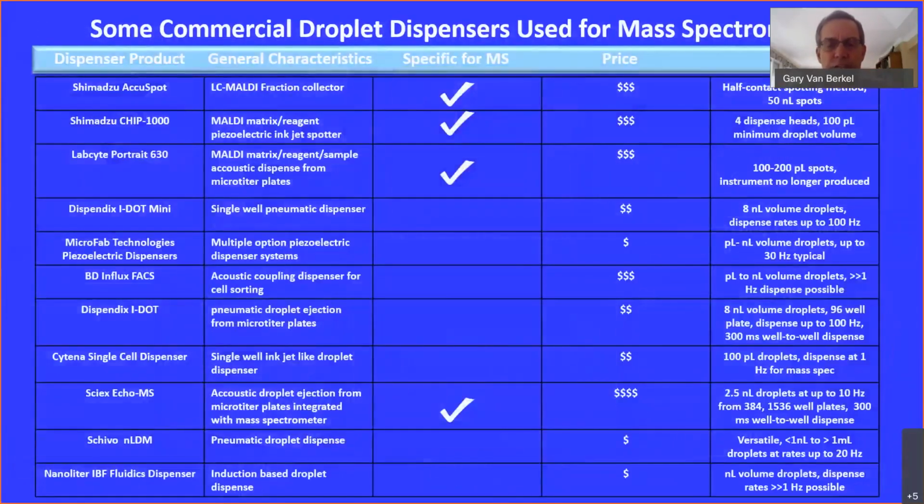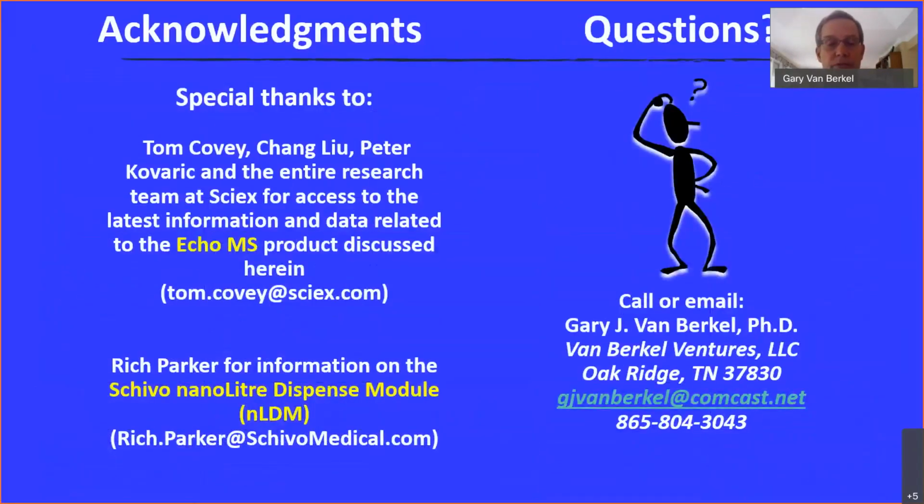I put together here a table to kind of show the merits and costs of these particular systems for those of you that are interested and might have use of these in other experiments, and then of course the details for that commercial SciEx Echo MS system. With that, I'm going to stop, hopefully answer some questions, and again I point you to the people at SciEx listed here, or people at Shivo for information on those two commercial systems that I emphasized in this presentation. Thanks again.